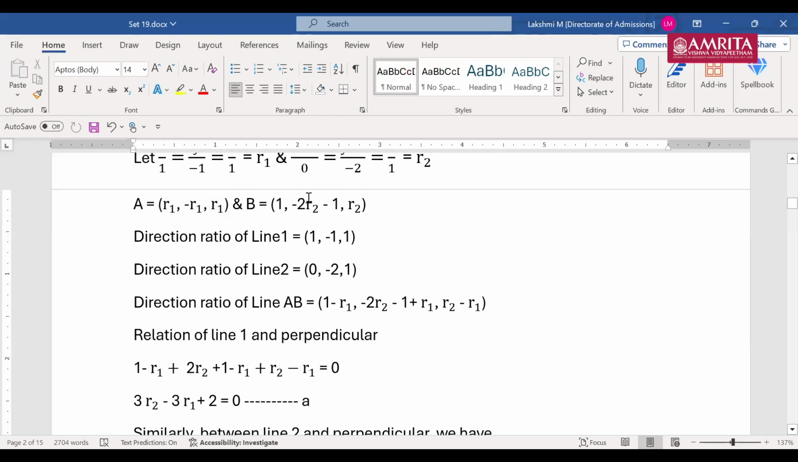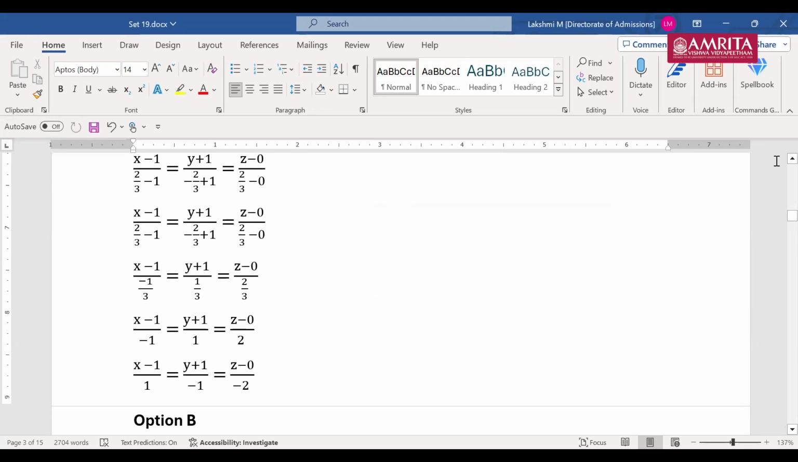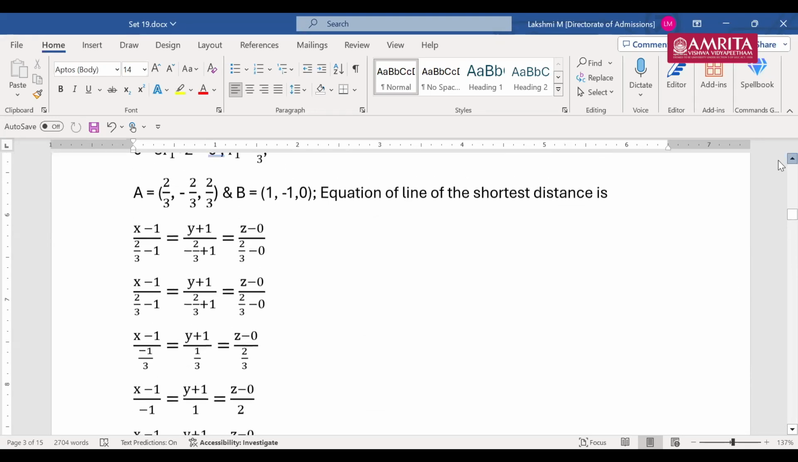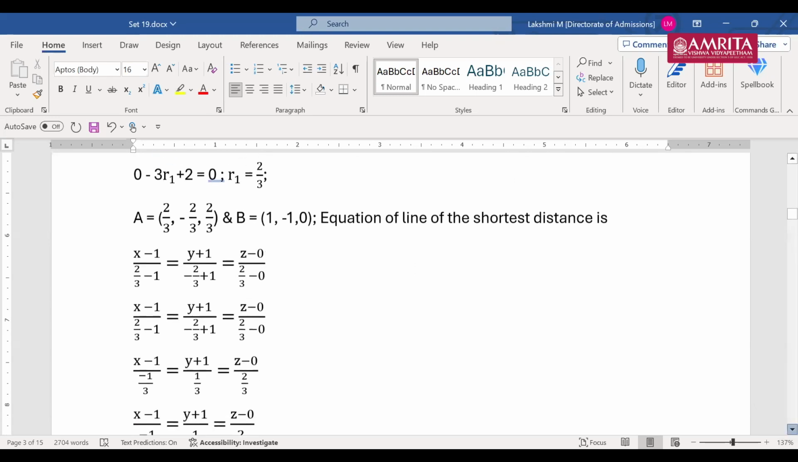And this is 1 minus 2 R2 minus 1 R2. So you got the values for both the A and B after solving it. Once you have this, it's just substituting it for the equation. So x minus 1 by 2 by 3 minus 1. Y minus 1 by minus 2 by 3 plus 1. Then this is z minus 0 by 2 by 3 minus 0. So you have the equation. You have to rearrange it in such a way that you get the option.